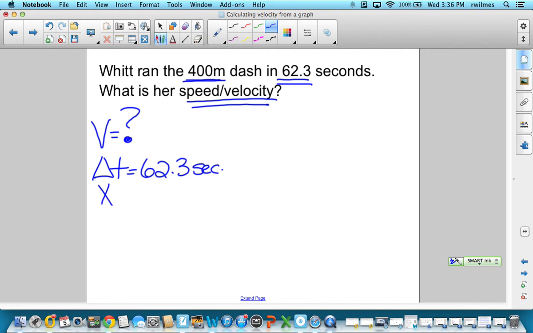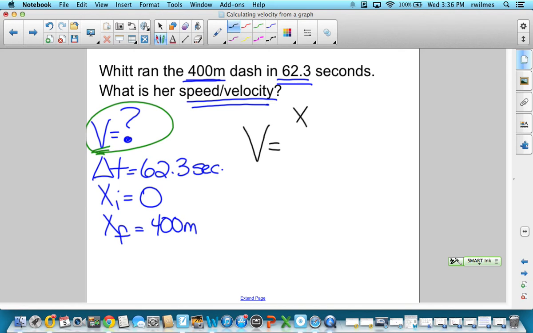Right. My initial position is not stated, so I'm always going to assume 0. My final position, how far did she go, is 400 meters. What am I trying to find? I'm trying to find her velocity. So from there, I'm going to go look for the velocity formula. I know that the velocity formula is final position minus initial position all over change of time. Let's plug in our numbers now and see what we get.